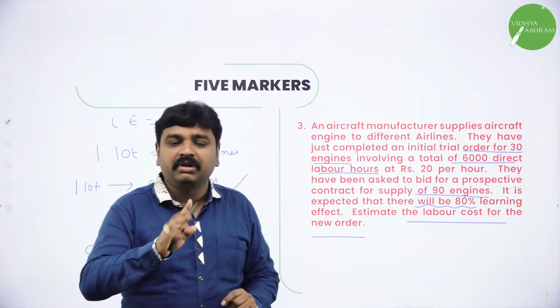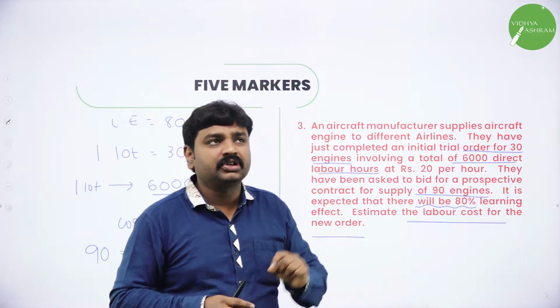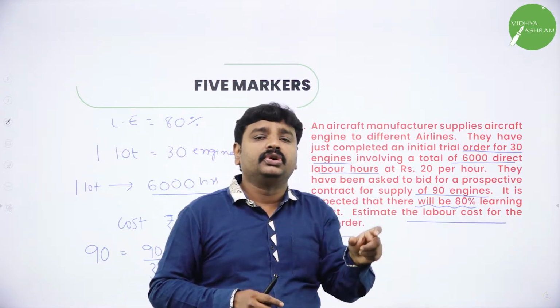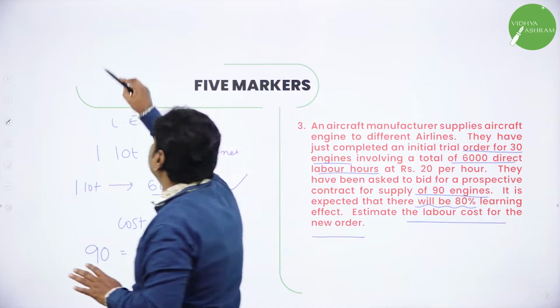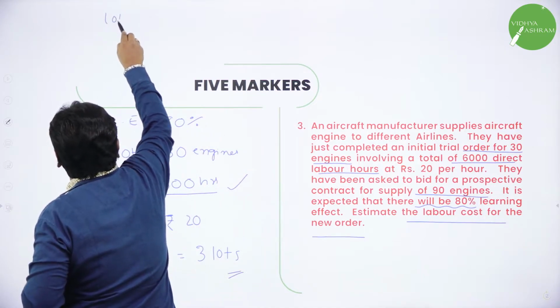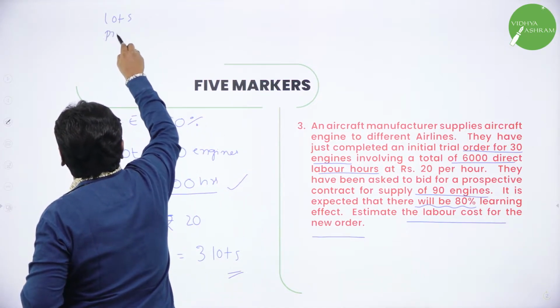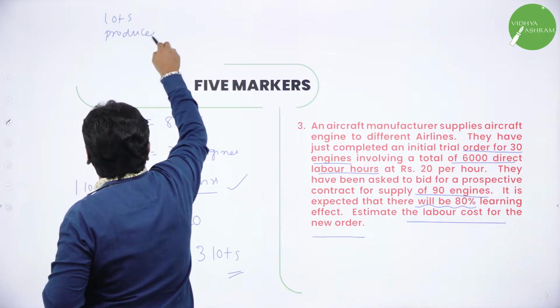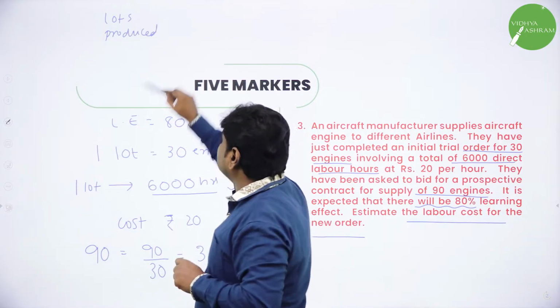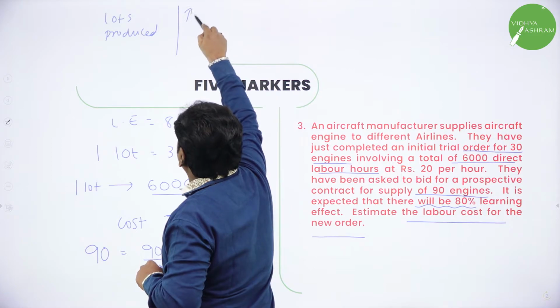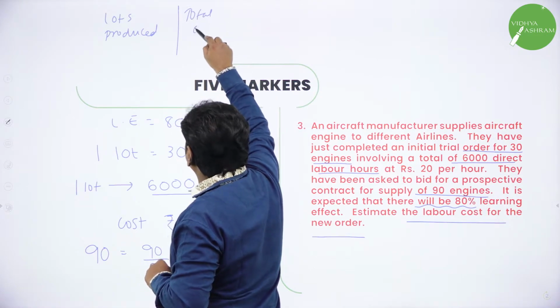Now table method. In table method, what are the columns? First we used to say units produced. Now we don't say units produced. First column is lots produced. Lots produced is the first column. What is the first column? Lots produced. And what is the second column? Total output. Total output in lots.